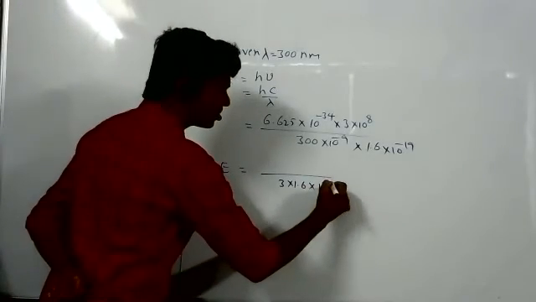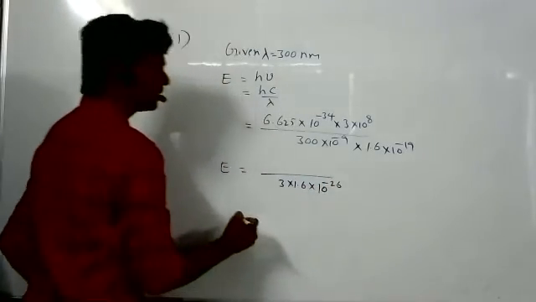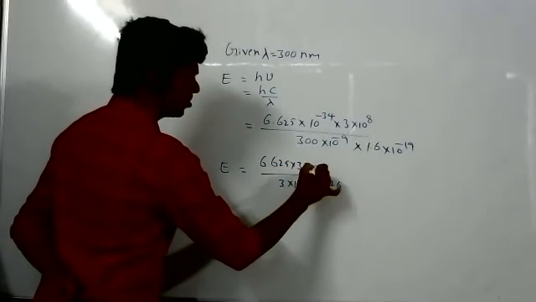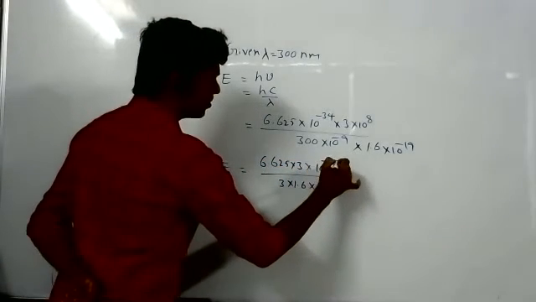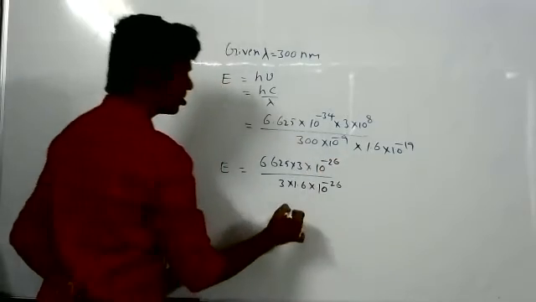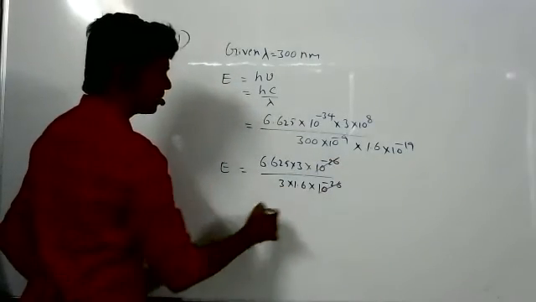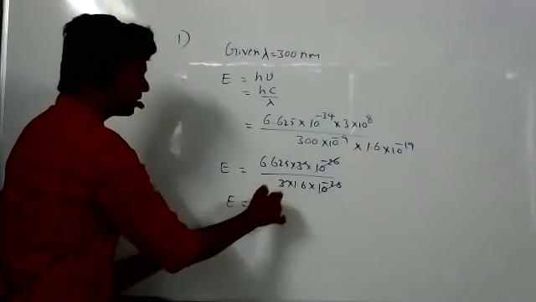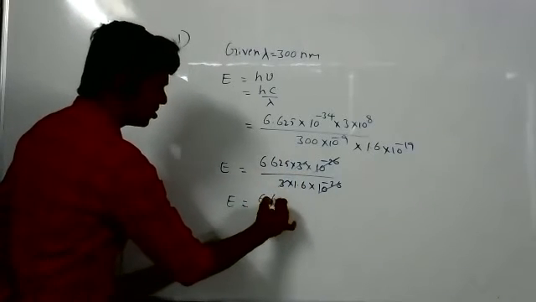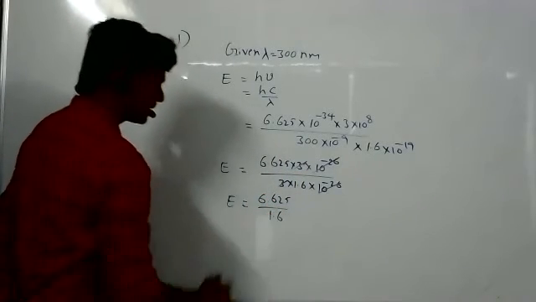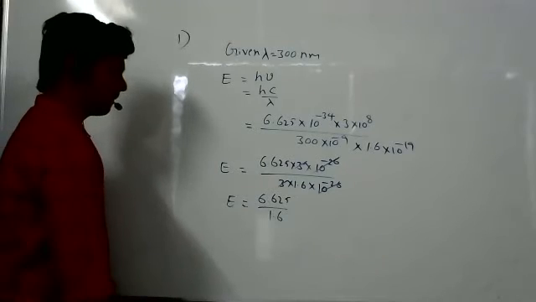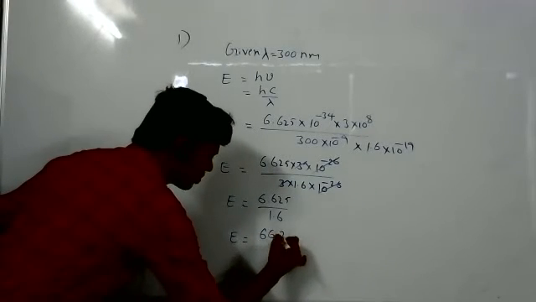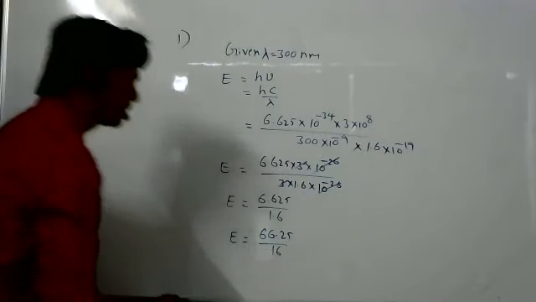Ten power minus 26. 3 into 10 power minus 26. Oh, this cancels. Calculate this value. 3 also cancels. 6.625 divided by 1.6, that is 66.25 divided by 16.